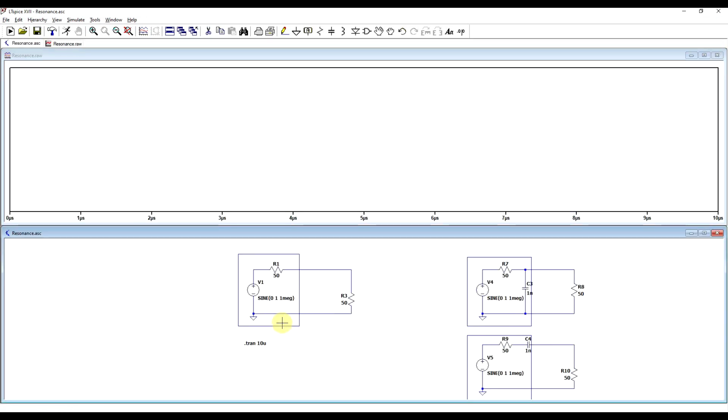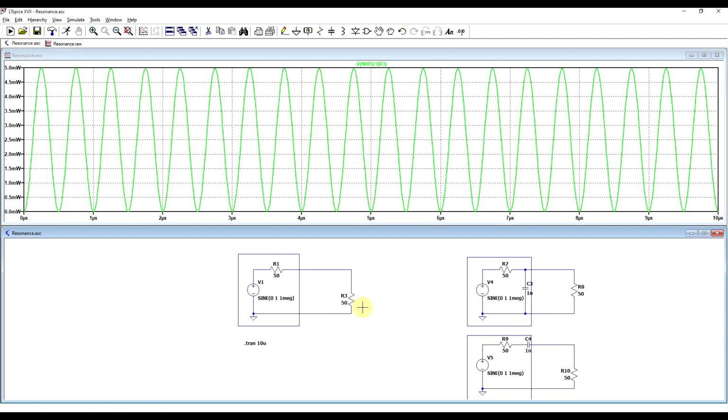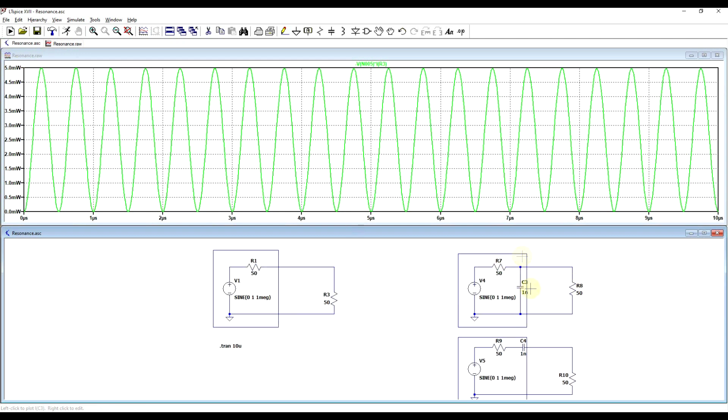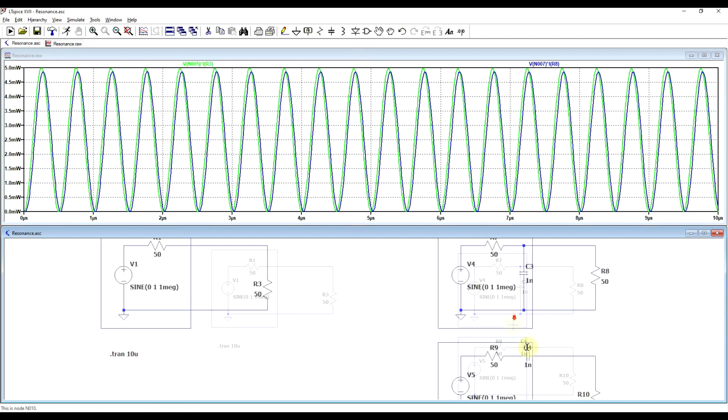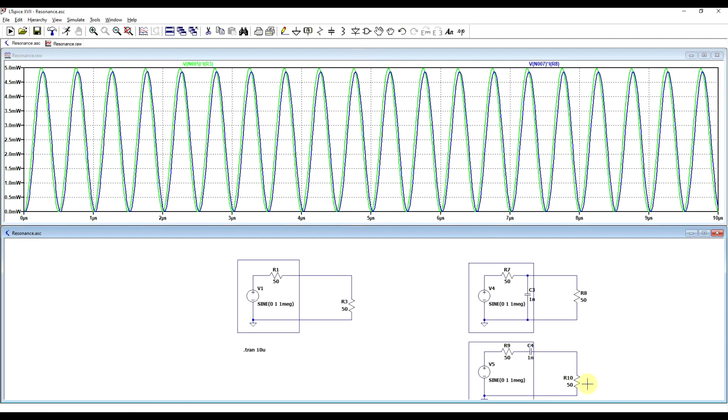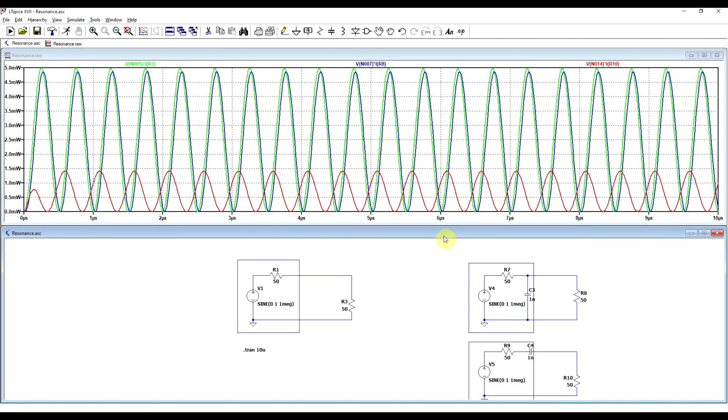So if we now run the simulation and check out the power that is delivered to the various loads, with our reference circuit we're getting exactly a peak power of 5 milliwatts, and with the other two, so first of all with the parallel 1 nanofarad capacitor, we're getting slightly less, and with the series 1 nanofarad capacitor we're getting significantly less.